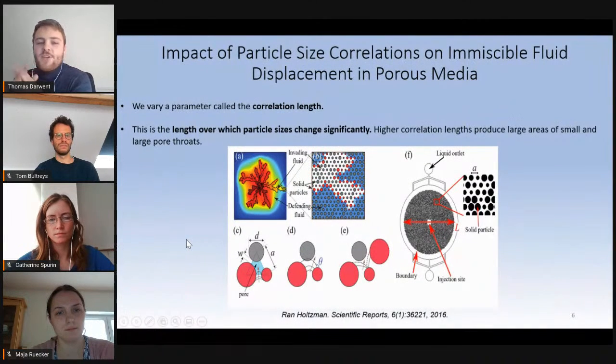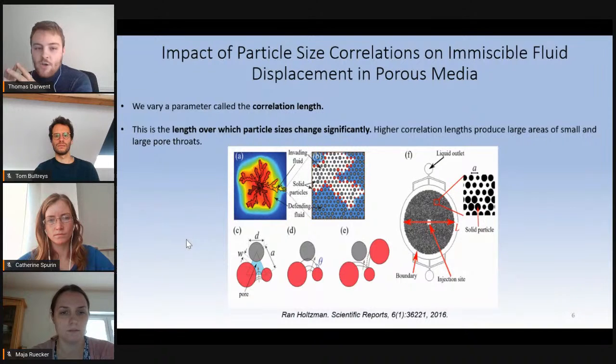So the first project, as mentioned, was talking about something called the particle size correlation length. So what we mean by that is it's a length over which the particle sizes change significantly. So you can have a disordered system by having everything on a lattice position, and you have large and small pillars next to each other. So if you had a large pillar and a small one and it was surrounded by small pillars, that would be a low correlation length because the particle size has changed significantly over a small distance.